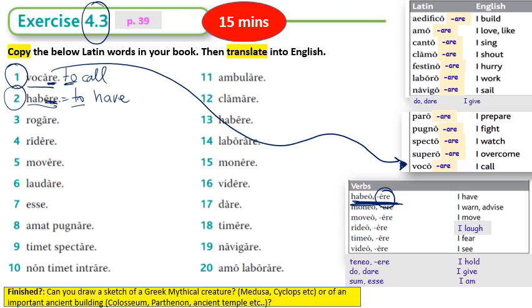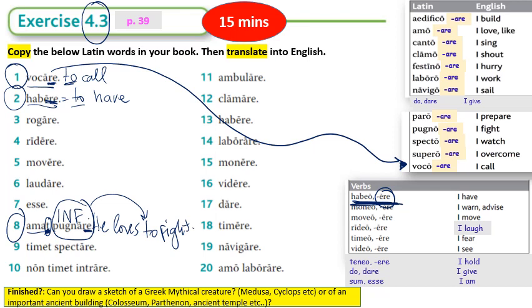Let me do number 8. Amat pugnare. Now, pugnare ends in re, so this is the infinitive. And amat is a verb in the present tense. I have T here. So amat means he loves, because it's a third person. And pugnare is the infinitive, and it means to fight. Now, pause the video and take 15 minutes to do this exercise. If you finish before the 15 minutes, you can do the extension in the yellow box.